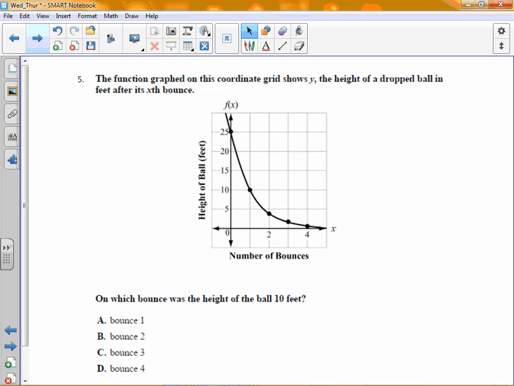Okay, again now, look, they've just connected the lines in here. This is the number of bounces. Okay, so 1 bounce, 2 bounce, 3 bounce, 4 bounce, and it eventually just keeps on going flat. Okay, so when was the height of the ball 10 feet? 1 bounce. You let it go from 25 feet, it came down, hit the ground, and bounced back up 10 feet.